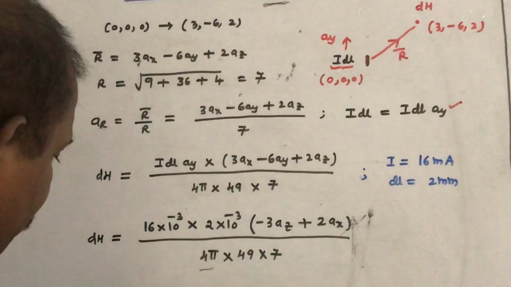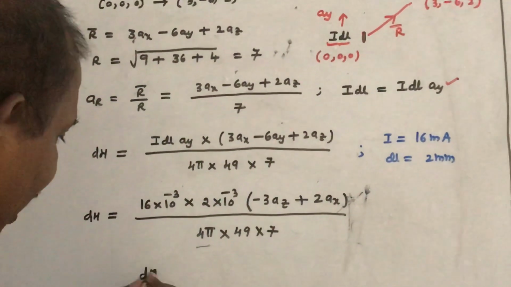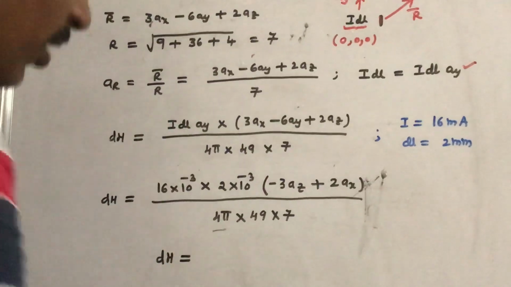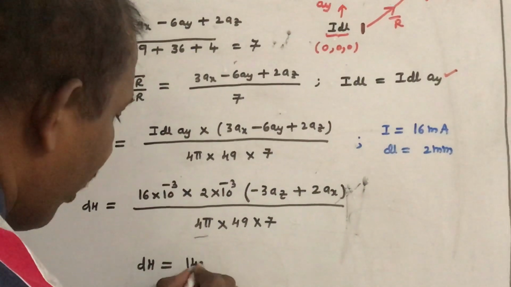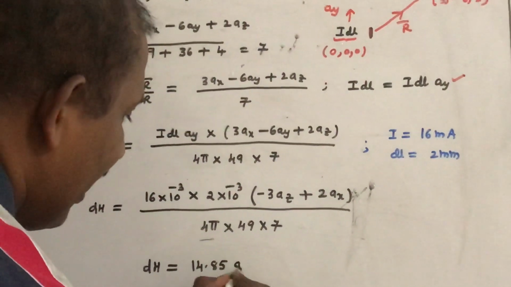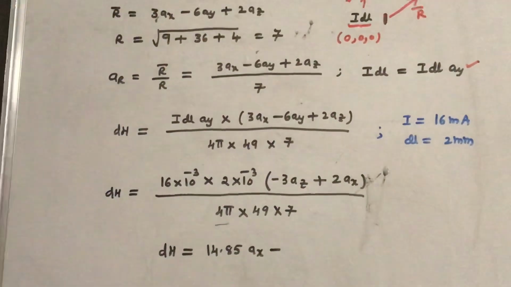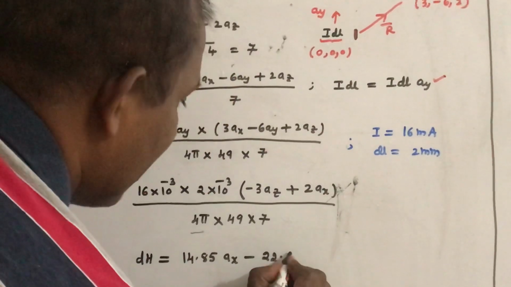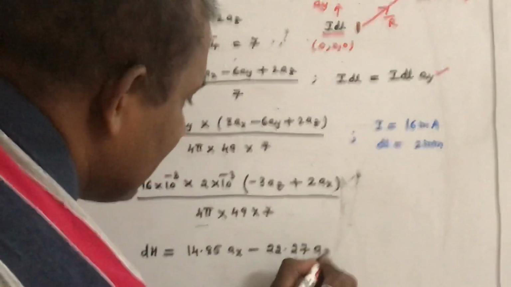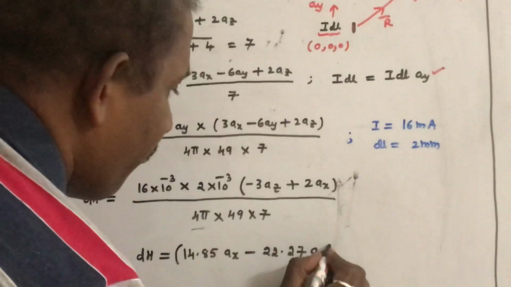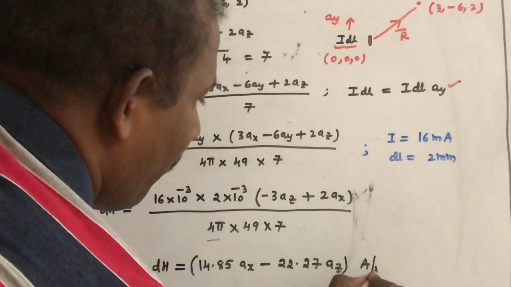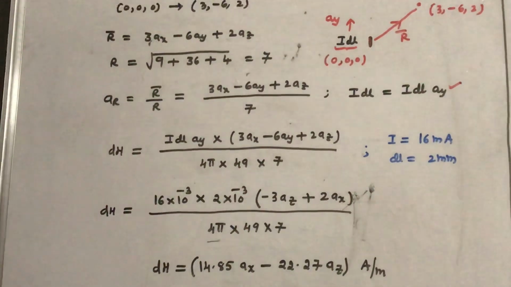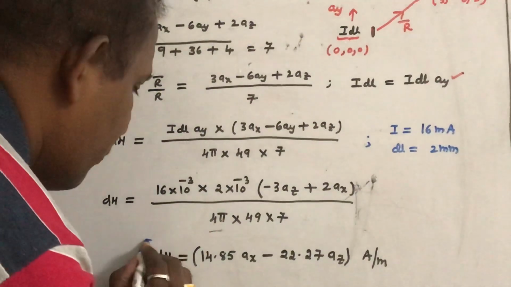So from this, the magnetic field intensity will come out as 14.85 a_x minus 22.27 a_z. What is the unit of magnetic field intensity? Ampere per meter. So this is a very simple question which is based on the Biot-Savart law.